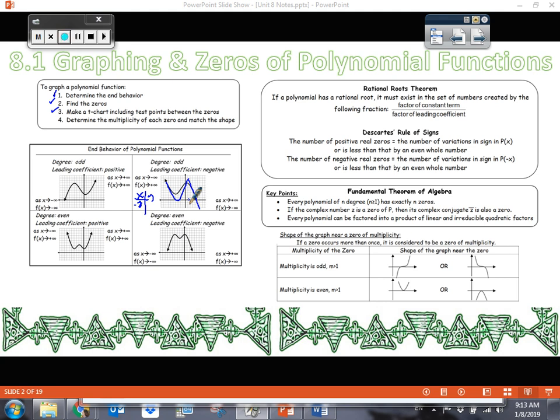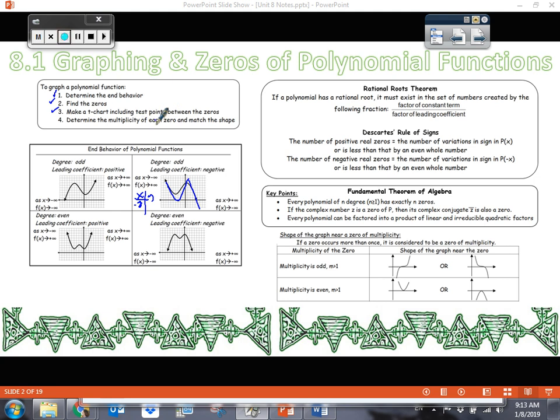Now, it's not going to necessarily be the exact relative max and min, so we remember what those are, right? You've done those on a calculator before. You found the relative max and min on a calculator. They're like where it's the tallest or the lowest. That's a big deal in calculus, and there are calculus techniques to find the actual relative max and min. We're not going to go there. We're just going to estimate. What would the max or min be? That's the purpose of step 3, to make a t-chart including the test points between the zeros.